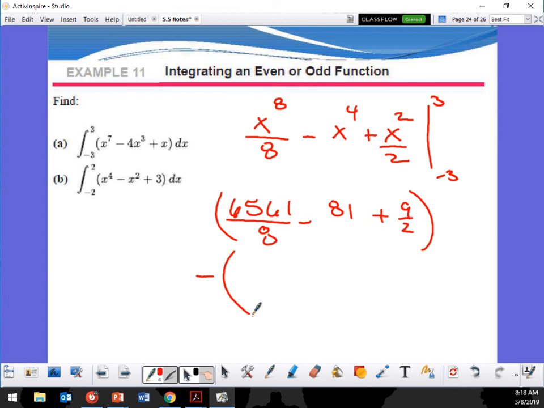So that's going to give me 6,561 over 8 minus 81 over 8. Then we have 9 over 2. Okay, hey, look, that's why we get 0. Was this an even or an odd function? It was an odd function, wasn't it?